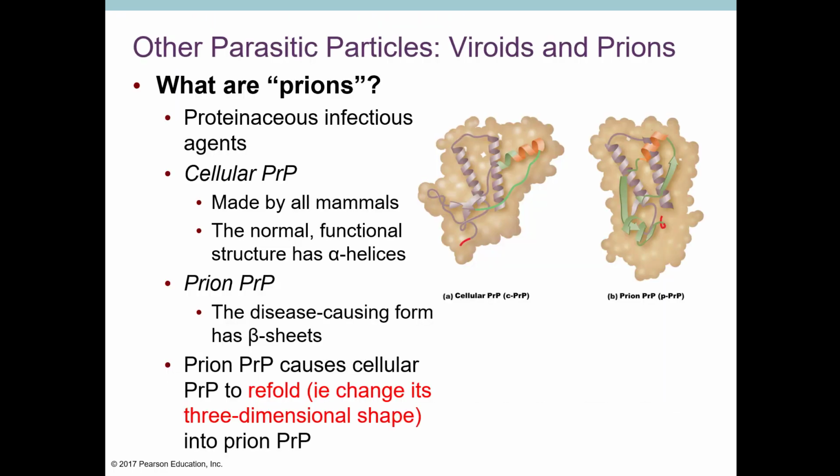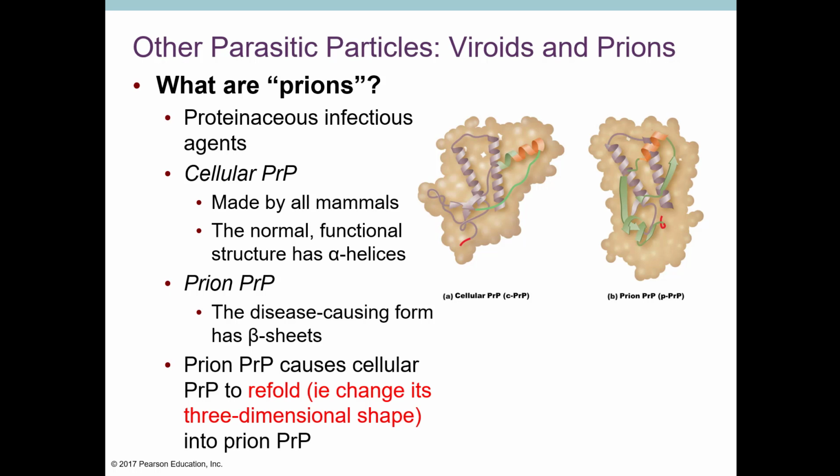Something else that's really odd, and this does affect animals, are called prions. The full name is proteinaceous infectious agents, and they're strictly made of protein. It's a very specific kind of protein. All mammals have this kind of protein, but there is a version of the protein that has a different shape.